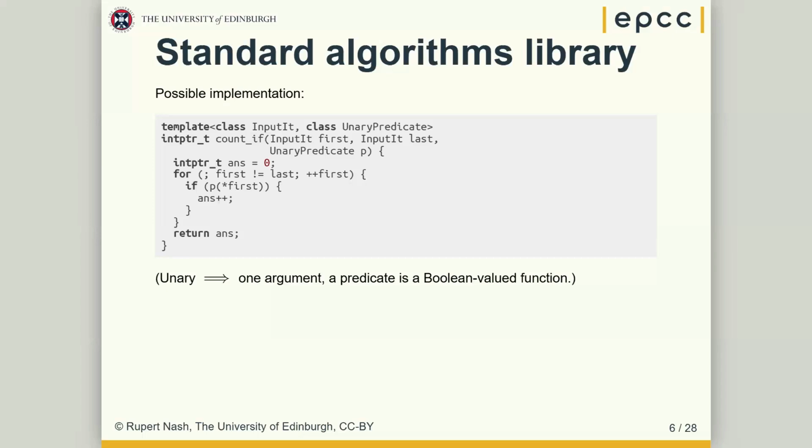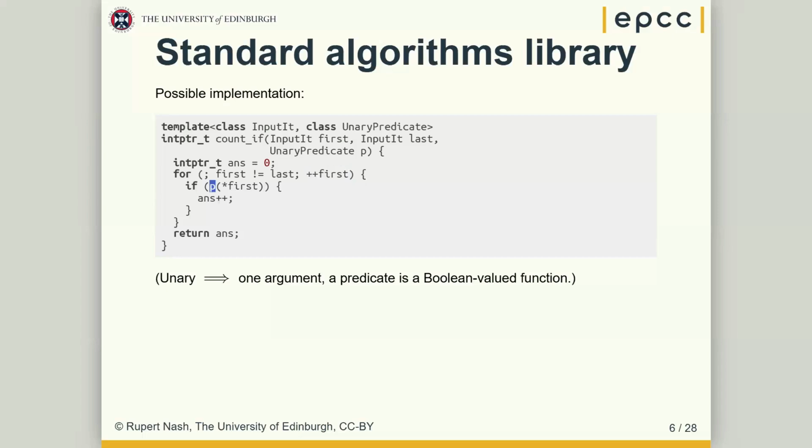So here we take an input, the start of our container via an input iterator, and the end of our container via an iterator. And we have some unary predicate, which is some way of testing whether we meet some condition. Inside this, we loop over from the beginning. We assume we start at the beginning and then iterate all the way until we meet the end, incrementing the iterator as we go through the loop.